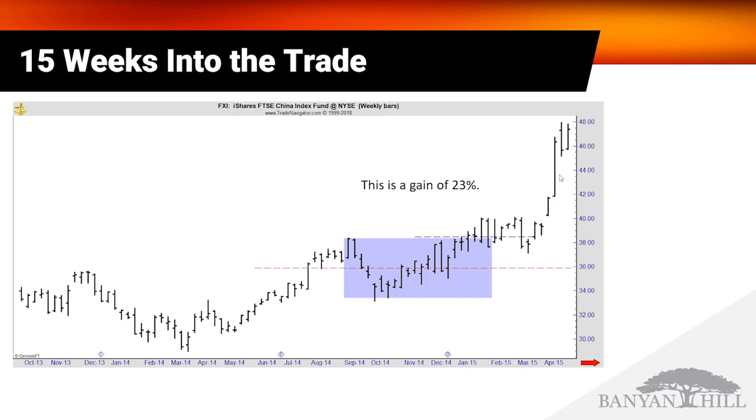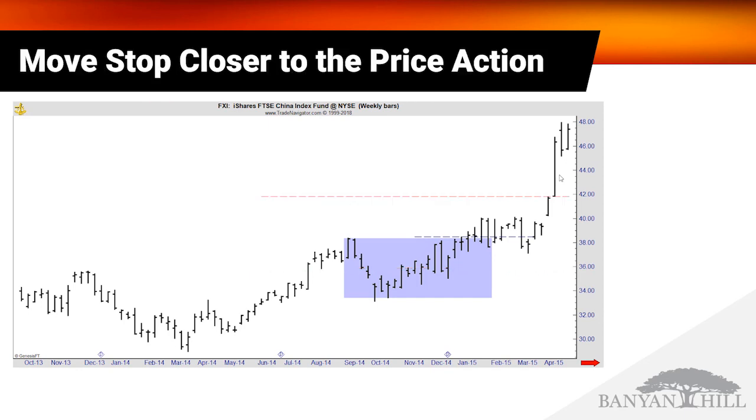So we're going to assume we didn't take our profit target. We're just holding on. We have a gain of 23%, but we can move our stop. And in this case, we could move our stop up to the bottom of that big breakout bar. It's a little bit below our initial target, but we still have it closer to the market action.